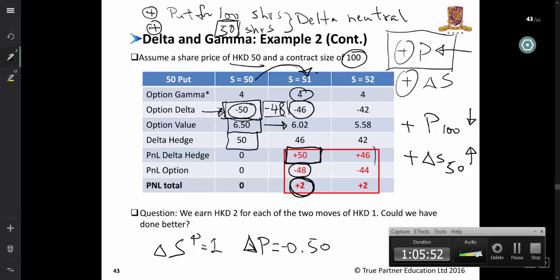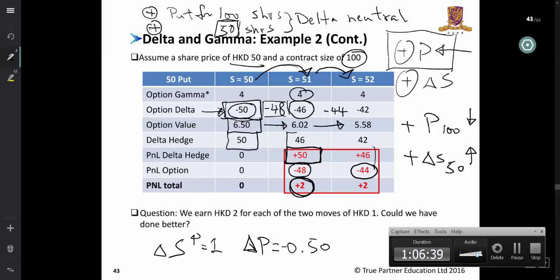Now, you can take this logic one step further. The process is exactly the same. The only difference is that the average delta is now between, going from 51 to 52, it will be from 46 to 42. So the average delta will be minus 44. And that is why you are losing even more money now. You have lost another 44 cents per option.